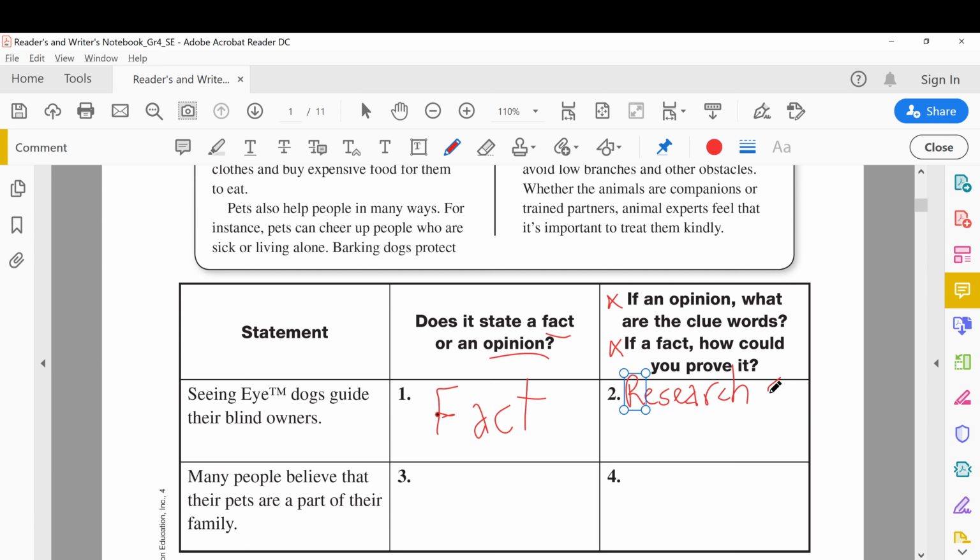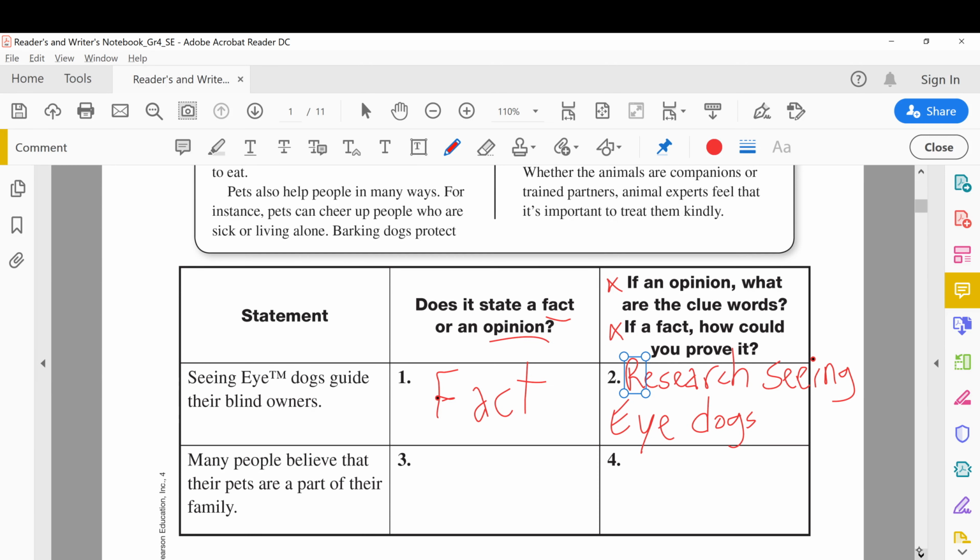Research seeing eye dogs. If we do a research, we'll find these facts and other facts about seeing eye dogs. Alright, so this is how I can prove it to be a fact.